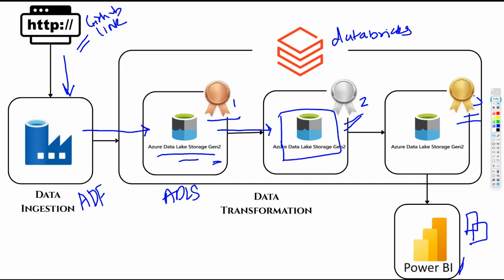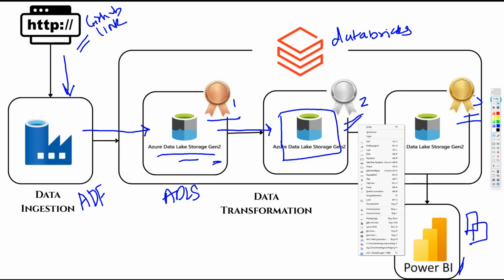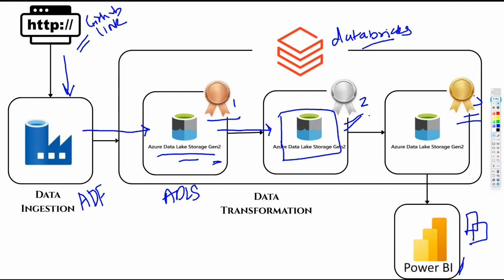Right now we know that our data has been transformed and stored in the silver layer, right? So now, using Azure Databricks, we will fetch this data from the silver layer, and then we will perform some advanced transformations on it so that we get data which is business ready. Once we have that business-ready data, we will store it into this gold layer.